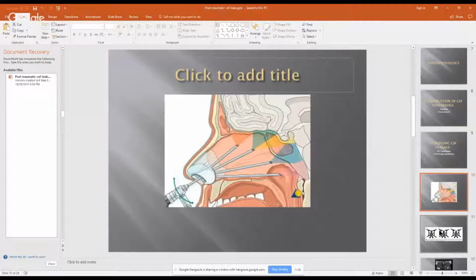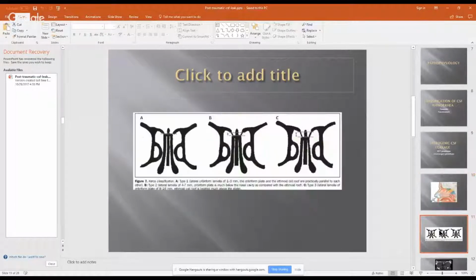Number two, there is a marked variation in the depth and the slope of the lateral lamella of the cribriform plate. Here are defined three types of cribriform plate configuration with increasing depth. Type 1, the depth is 1 to 3 millimeters. Type 2, from 3 to 7 millimeters. Type 3, from 7 to 17 millimeters. And there is an additional fourth type, in which the cribriform plate differs from one side to the other in the same patient.